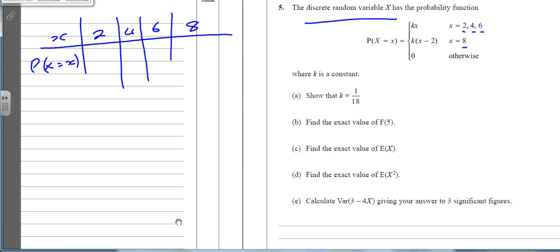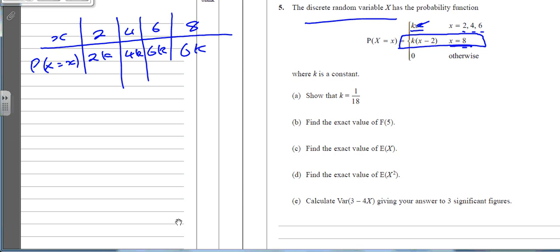So this tells me that to work out the probability when x is 2, I'll substitute it into this. That's going to be 2k. The probability of 4 is going to be 4k, because you replace the x with the 4. You then replace the x with the 6. That's going to be 6k. Now 8 is on a different level, so you've got to substitute 8 into this other one, and that's going to give you 6k.